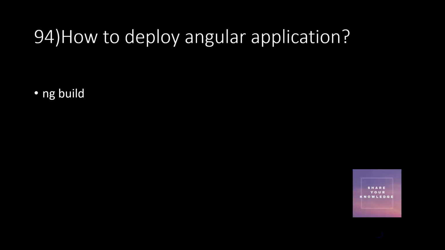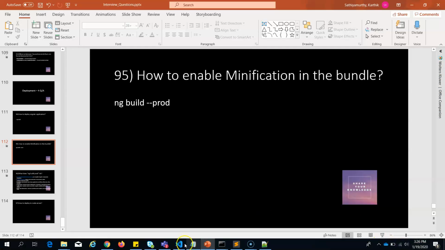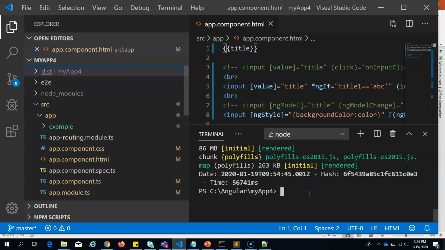So this is about deployment. How to deploy? This will create the bundle file, and you have to use this bundle file in any server you want to deploy. Next question: how to enable minification in the bundle? You have to use something called build production. When you build it in this manner, it will also minify the files.